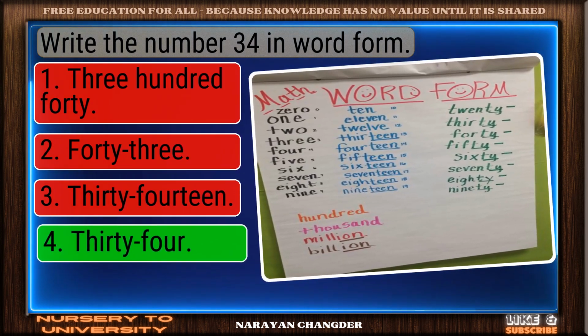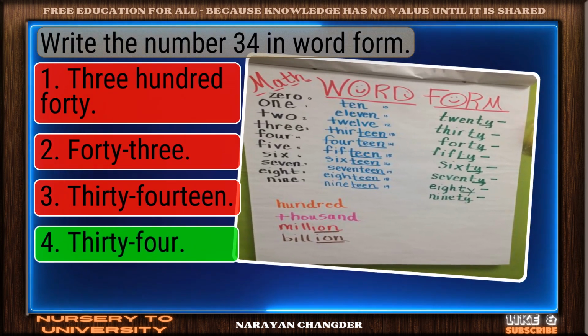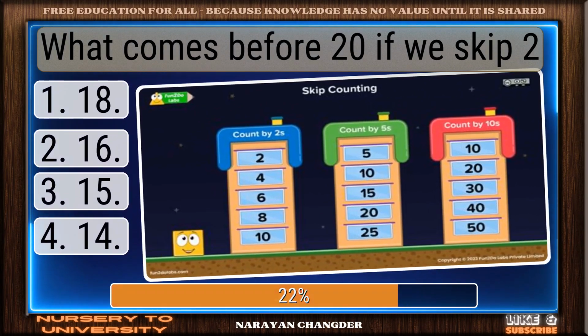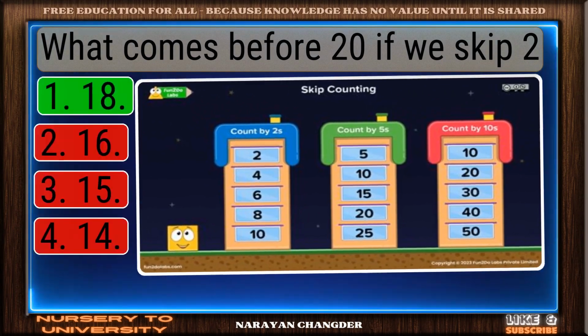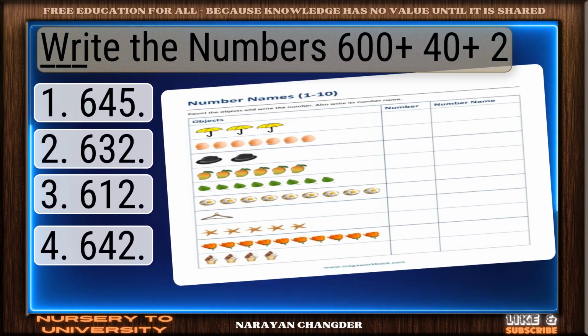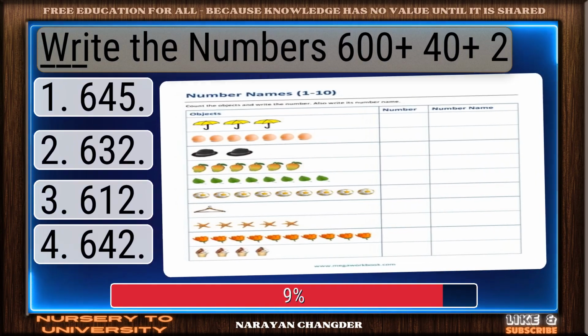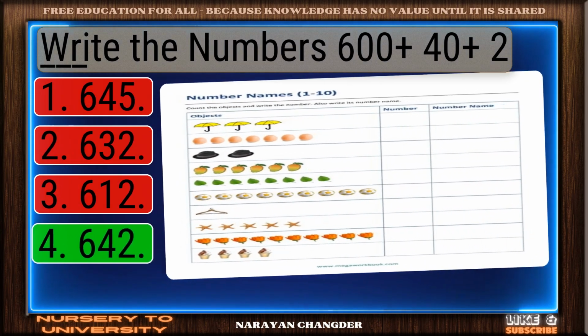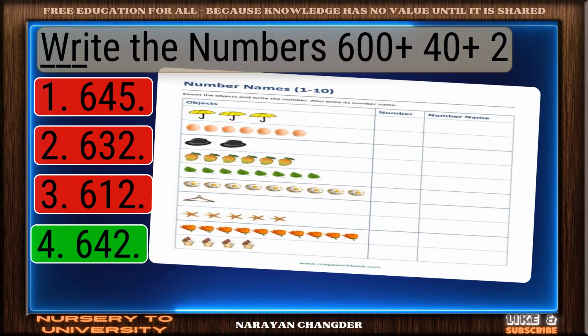Good job. Your answer 34 works well here. What comes before 20 if we skip 2? You're right. 18 is the correct answer. Write the number 600 plus 40 plus 2 dash. Strong choice. 642 is the right answer.